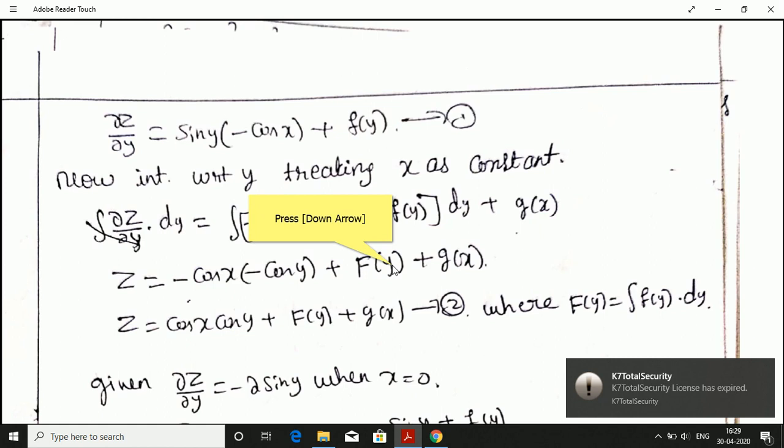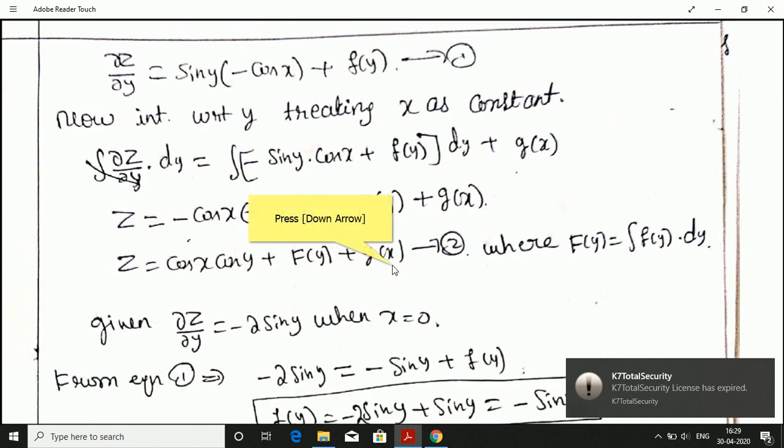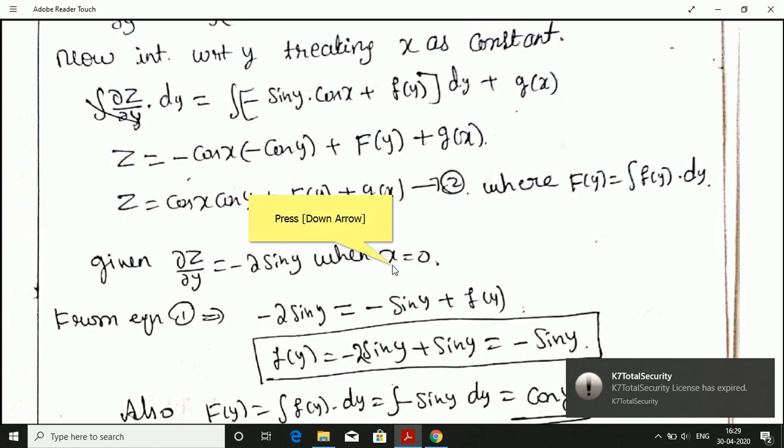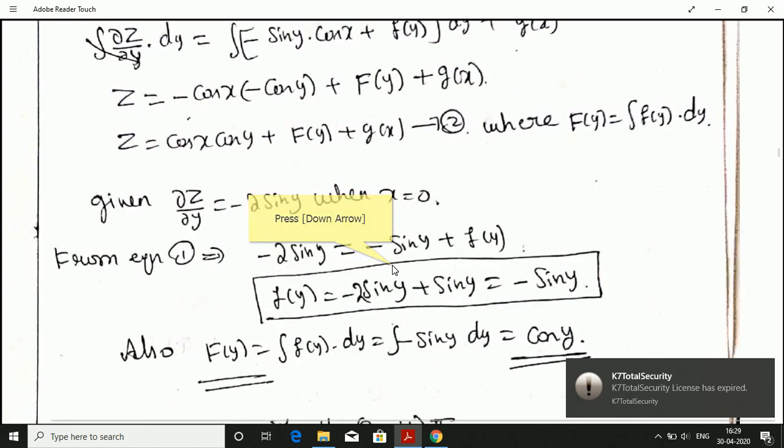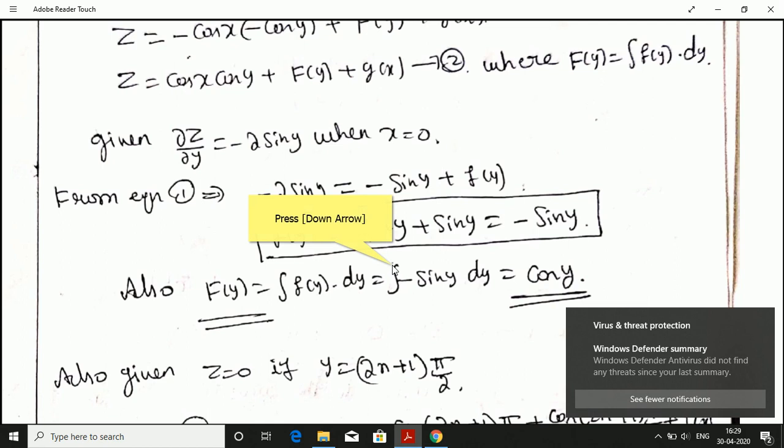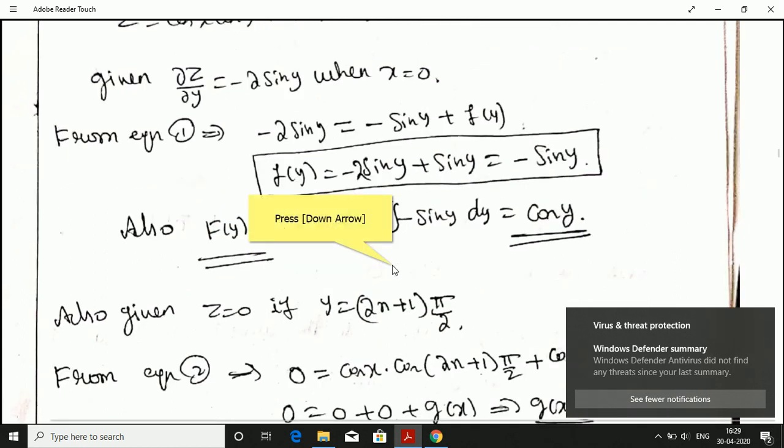Now we'll apply the conditions to find capital F of y as well as g of x. Given del z by del y is equal to minus 2 sin y when x is equal to 0. From equation 1, del z by del y is minus 2 sin y when x is equal to 0, cos 0 is 1. So minus sin y plus f of y. So f of y is equal to minus 2 sin y plus sin y, which is equal to minus sin y. Also, capital F of y is equal to the integral of small f of y into dy. Small f of y we obtained as minus sin y. So the integration of minus sin y is cos y. Capital F of y is cos y.